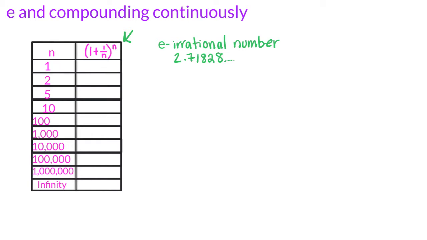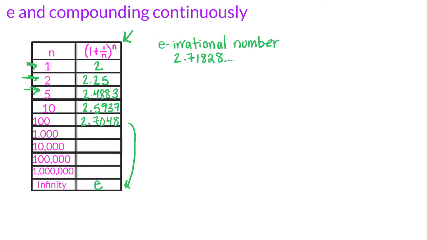Now, if I take these different n values and I plug them in and replace n in my formula, when I plug in 1, I get 2. When I plug in 2, I get 2.25. When I plug in 5, I get 2.4883. When I plug in 10, it's 2.5937. And just to show you what 100 would be, it'd be 2.7048. Now, if I were to continue down this table, and eventually if I could plug in infinity for n, it's going to end up equaling e.